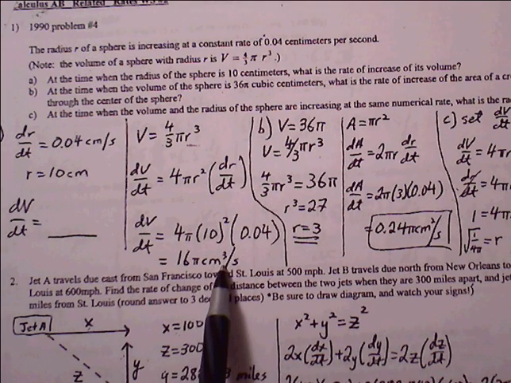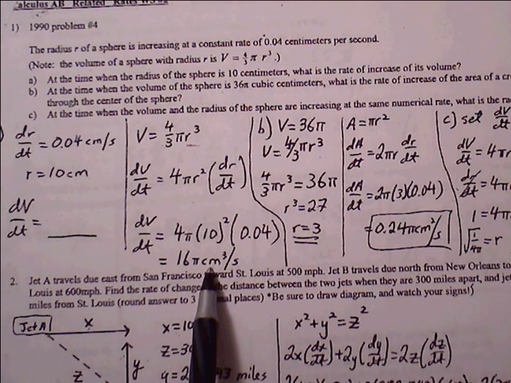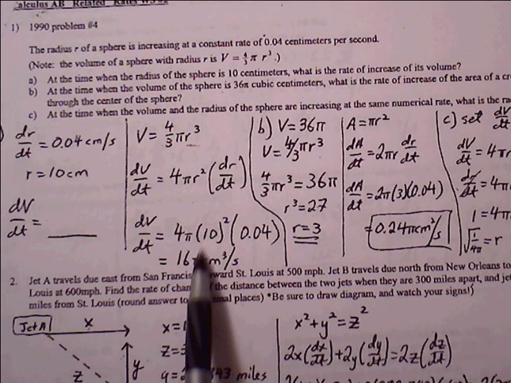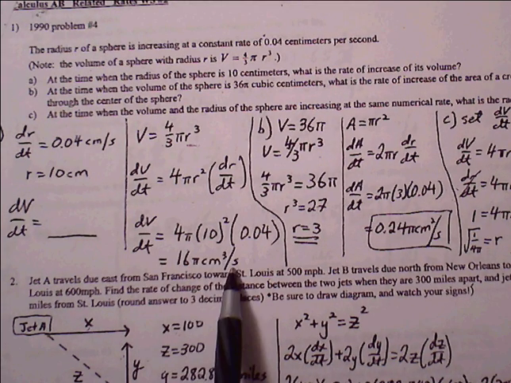So we have to be able to notate the correct unit of measure for dv dt. So dv dt is cubic centimeters. Rate of change with respect to time, so per second.